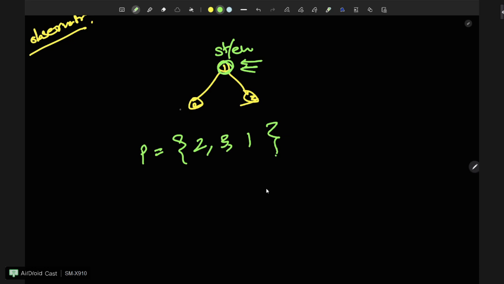Like we put 2 first, so it will move to this node. Then 3, so it will move back to 1. And finally 1, so it stays in 1 only. So finally the mouse ends up in the en node only.